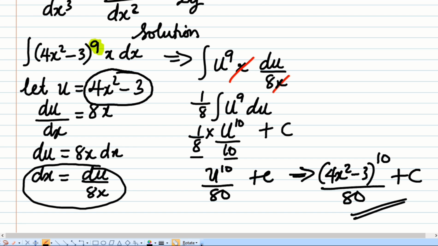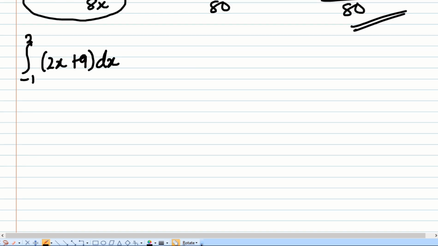Now let's move on to the next part. Alright, so this is the next question. Now you can clearly see that this is a definite integral because we have the lower limit and we have the upper limit. So we're taking the integral from -1 to 2. Alright, so the process is similar. We just need to integrate the function, which is 2x plus 9. Thankfully, this is very easy to integrate. So we're going to integrate first.